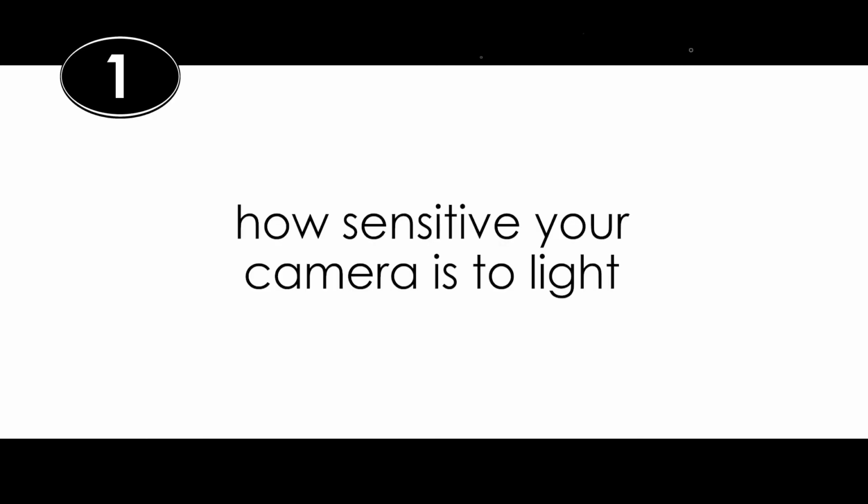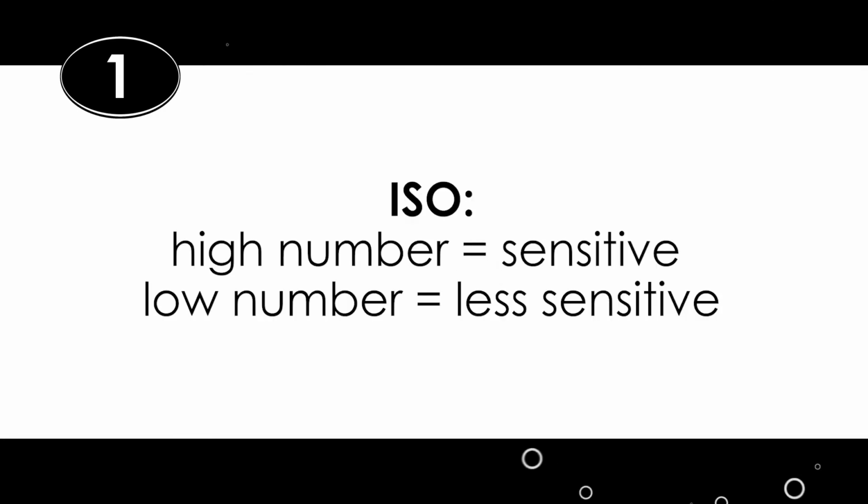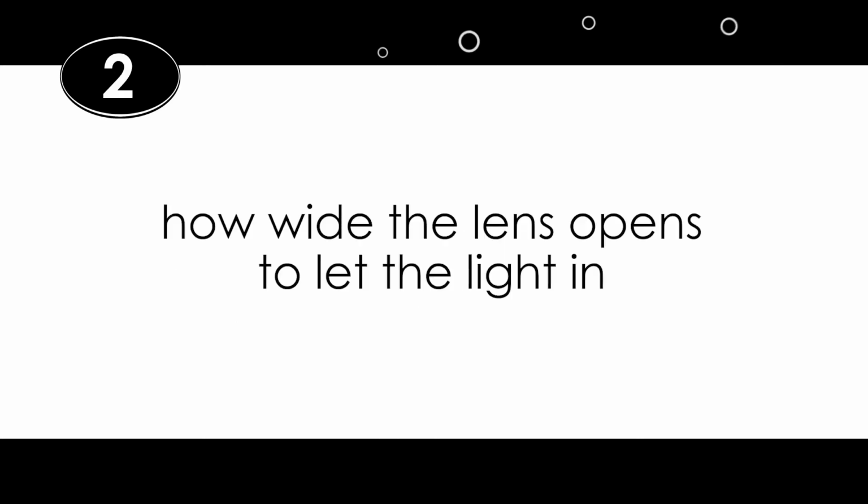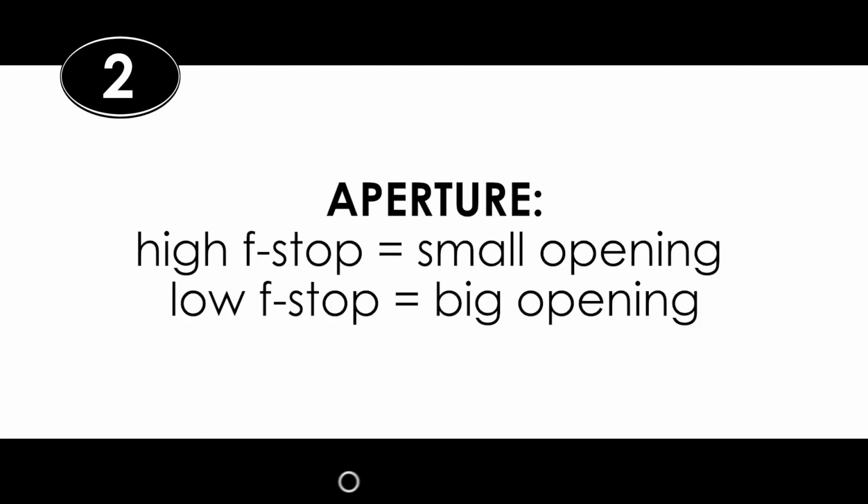All right, let's do a quick review. ISO is how sensitive the camera is to light. High ISO, sensitive. Low ISO, not as sensitive. And aperture is how wide the lens opens to let in the light. High f-stop, small opening. Low f-stop, big opening.